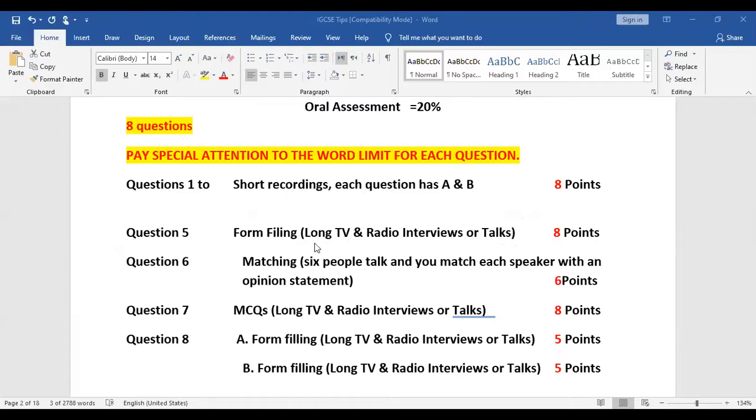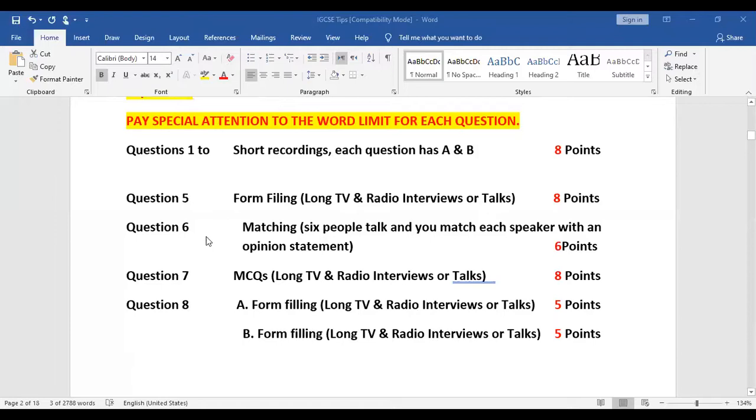Question five is a form filling where you listen to a long talk or conversation or interview, and then you have to fill in one or two words max. And remember to read carefully the instructions at the beginning of each question to know exactly the word limit you're allowed to use. They say one or two words or a number, you have to abide by this. You have to go by the word limit.